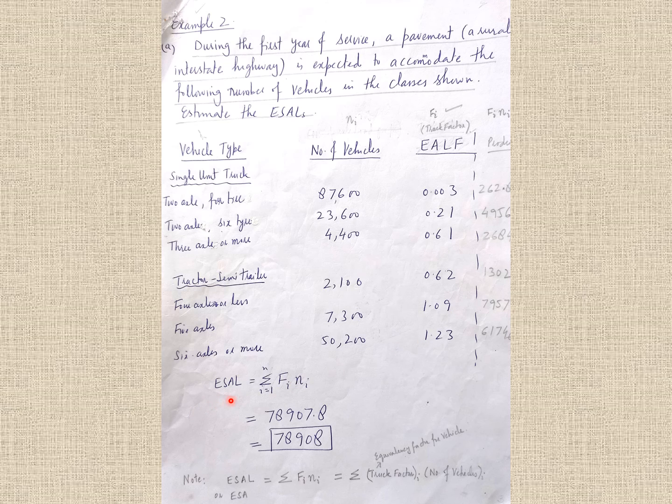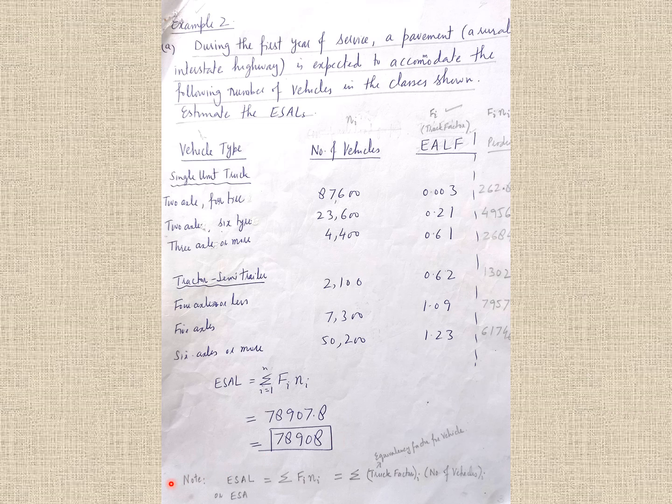You know, equivalent single axle load, that is the summation of the product of F sub i and N sub i. So you are having the number of vehicles, you are having the equivalency load factor, or the equivalent axle load factor for the vehicle, that is the truck factor. So just multiply these two things, this by this, this by this. So the product of F sub i and N sub i, you can write over here, and just add them together. So that is 78908. This is the equivalent single axle load.